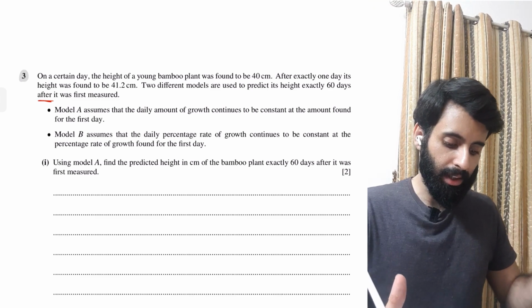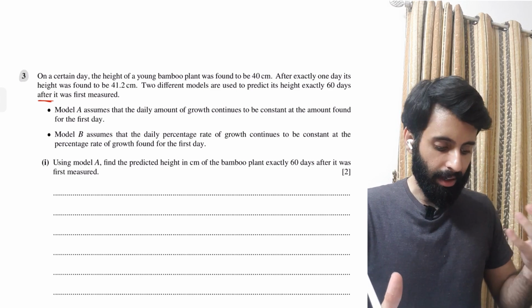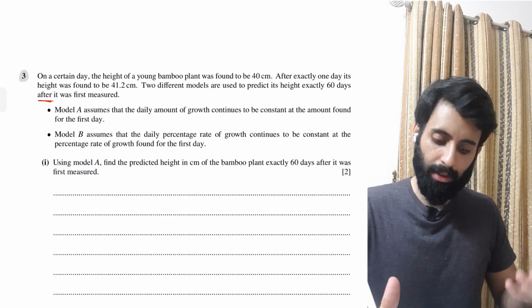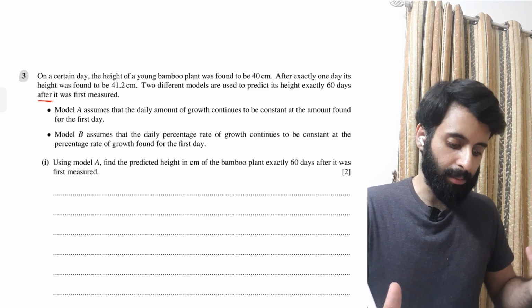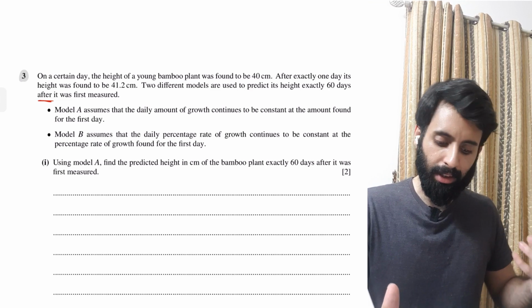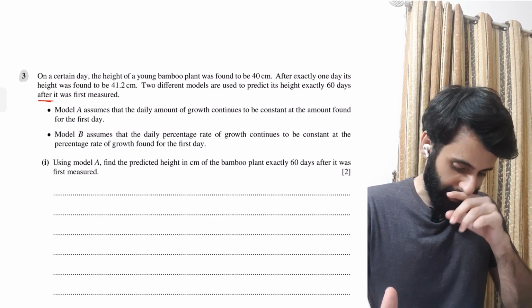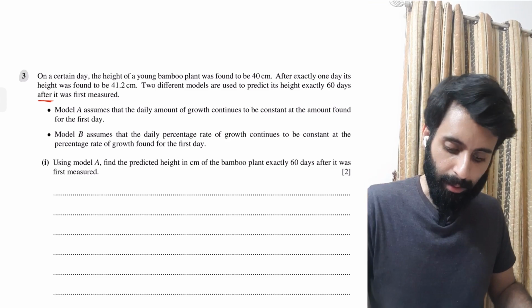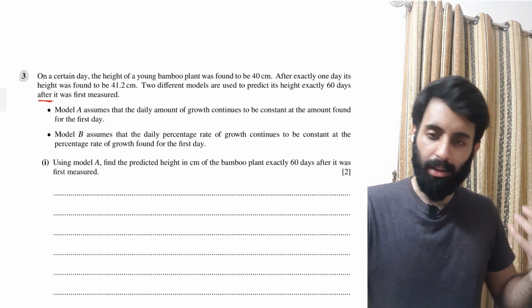Model A assumes that the daily amount of growth continues to be constant at the amount found for the first day. Model B assumes that the daily percentage rate of growth continues to be constant at the percentage rate of growth found for the first day. Okay, so basically, in simple terms, Model A is arithmetic progression, Model B is geometric progression.